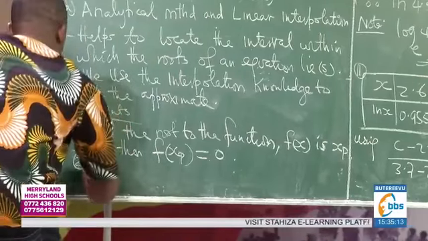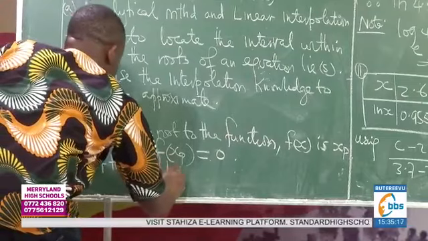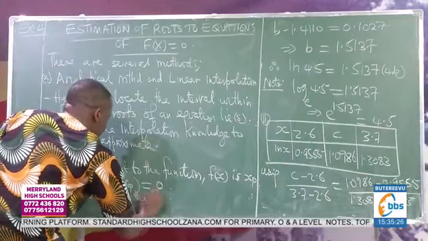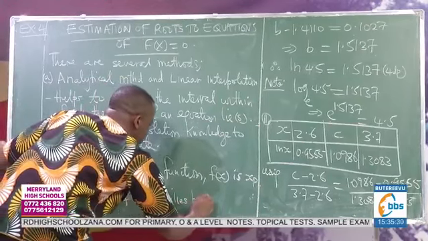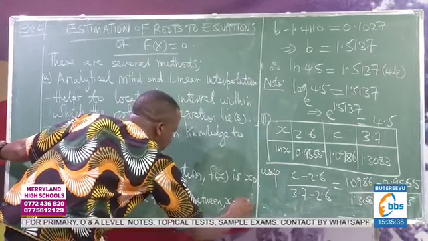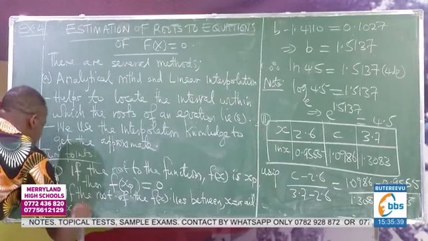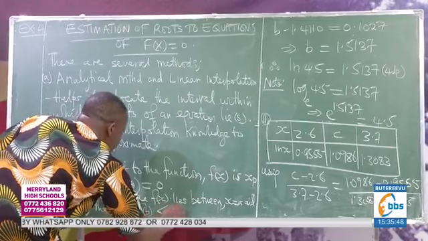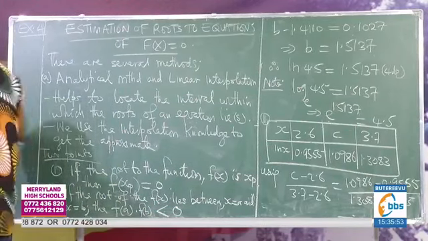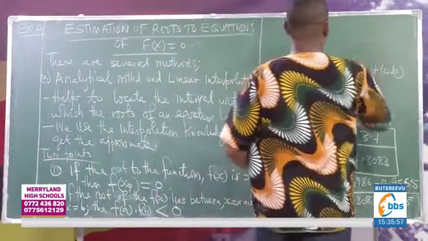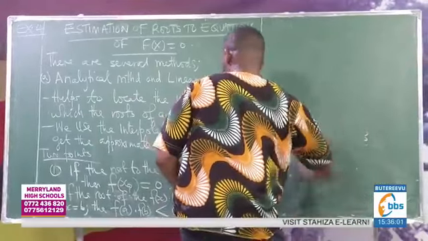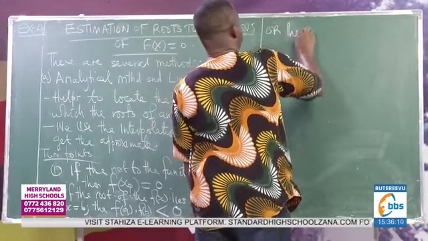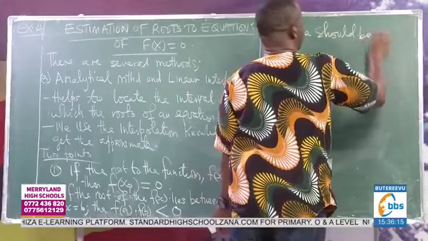And number two, if the root of the function f of x lies between x is equal to a and x is equal to b, then f of a multiplied by f of b should be less than 0, or there should be a change in sign.